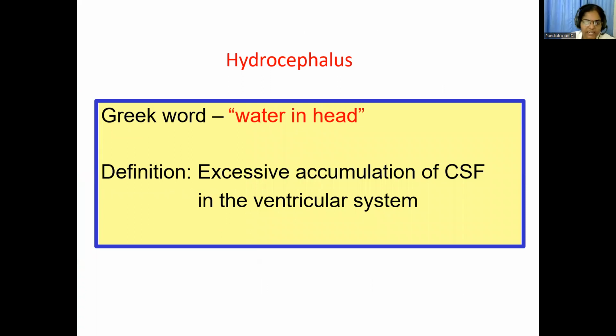Next comes hydrocephalus. Hydrocephalus, the Greek word meaning water in head. So it is nothing but fluid accumulation inside the head. The definition being excessive accumulation of CSF in the ventricular system, either because of increased production or because of decreased reabsorption. In most cases, it is because of obstruction and very rarely there is increased production of the CSF.